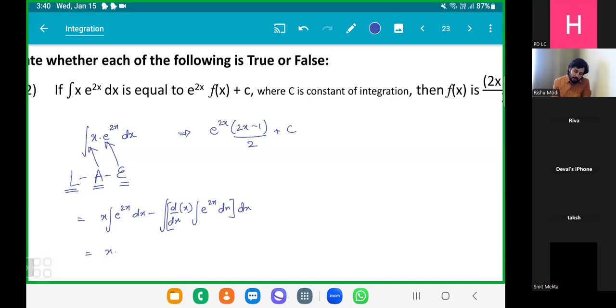What will my answer be? x into e raised to 2x upon 2. Right now, my answer stops here only, because I know that my answer will not match the given answer. But still, we solve that part and let's check it.